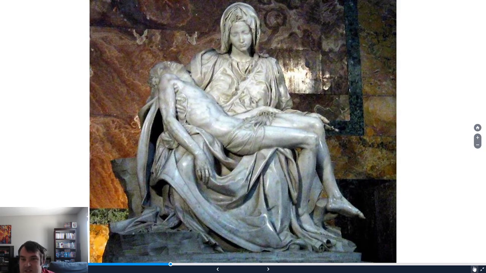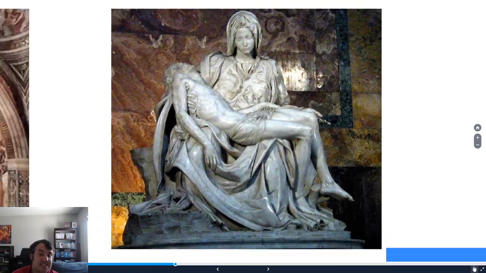And then this is a statue by Michelangelo. What's the name of this statue? I know it if we were in real life. But this is Mary taking Jesus off the cross, and it's also in the Vatican City today.